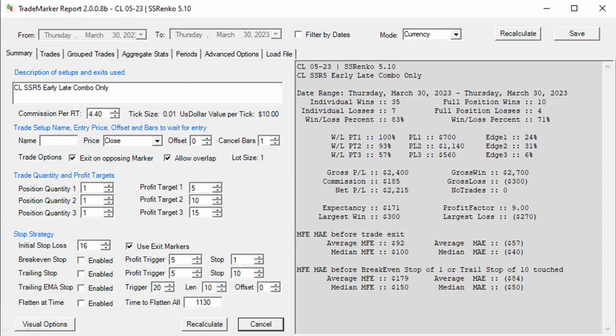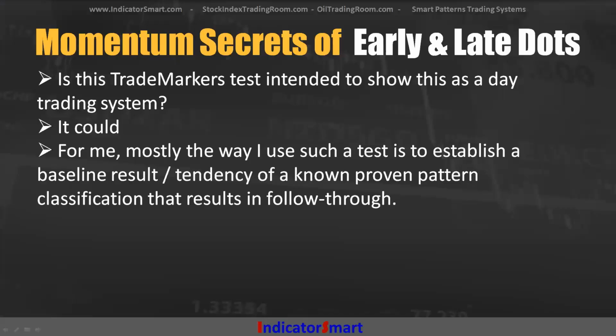So that's just for today. Simple. Is this trade markers test intended to show this as a day trading system?